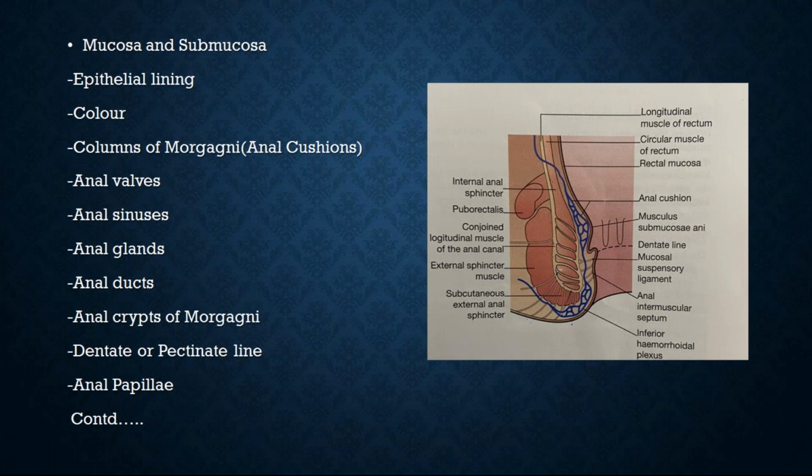When coming to the mucosa, here you can see the black line. That is the mucosa of the anal canal. Here, the upper part is the rectum. Somewhere here near the puborectalis is the anorectal junction.